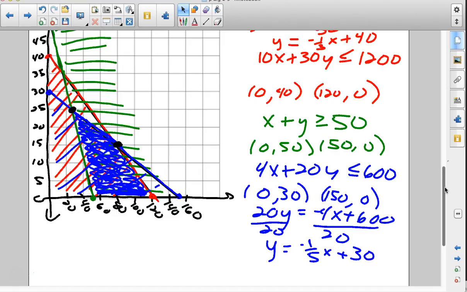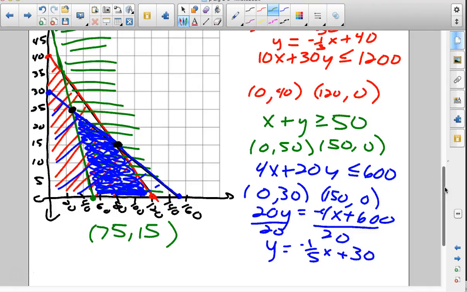75/15. I wouldn't have guessed 75. My graph is off. You know, it just is. And that's going to happen with any of our graphs. So 75/15 is one of my vertices. All right, now I want the other one, and the other one is where my green and blue intersect.